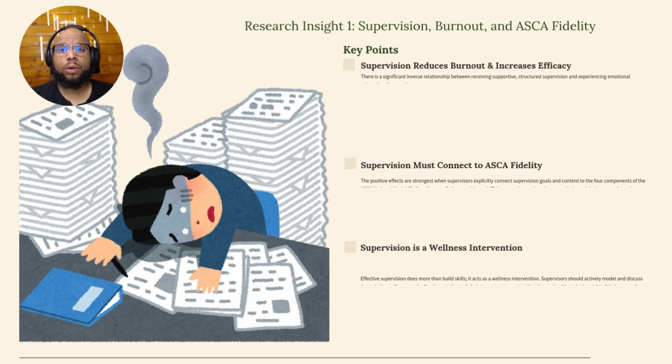Supervision plays a critical role in preventing burnout among school counselors. Fay and colleagues in 2020 found a significant relationship between supervision satisfaction and the ASCA National Model implementation. Counselors who received supportive, structured supervision reported lower emotional exhaustion and higher professional efficacy. The study suggested that when supervisors explicitly connected supervision goals to ASCA components, define, manage, deliver, and assess, interns perceived their work as purposeful and sustainable.